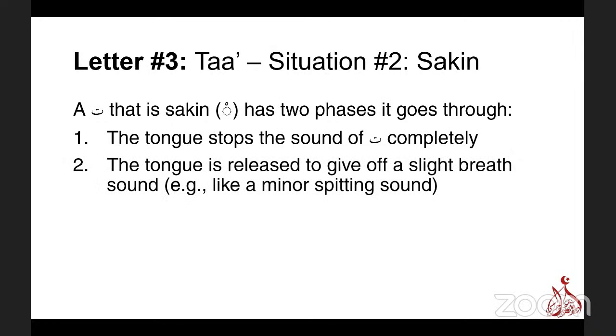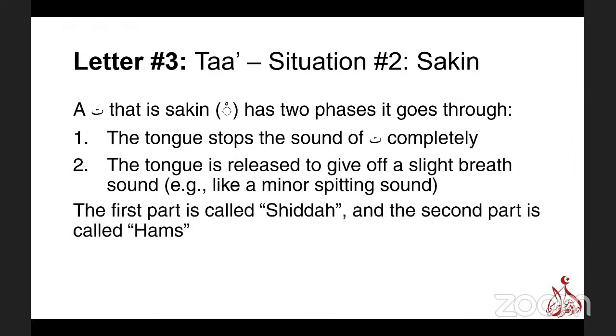Phase number two is right after that: the tongue is released to give a slight breath sound, like a minor spitting sound. At. So there are two steps. First, the tongue goes on the teeth, and then it gets released. I'm going to exaggerate so you can hear, kind of like that. We shouldn't create a ha in the process, that shouldn't happen. It's just the release of the tongue and the breath that's coming is forcing that sound to come out. So the first part, as I mentioned, is called shidda, and the second part is called hams.